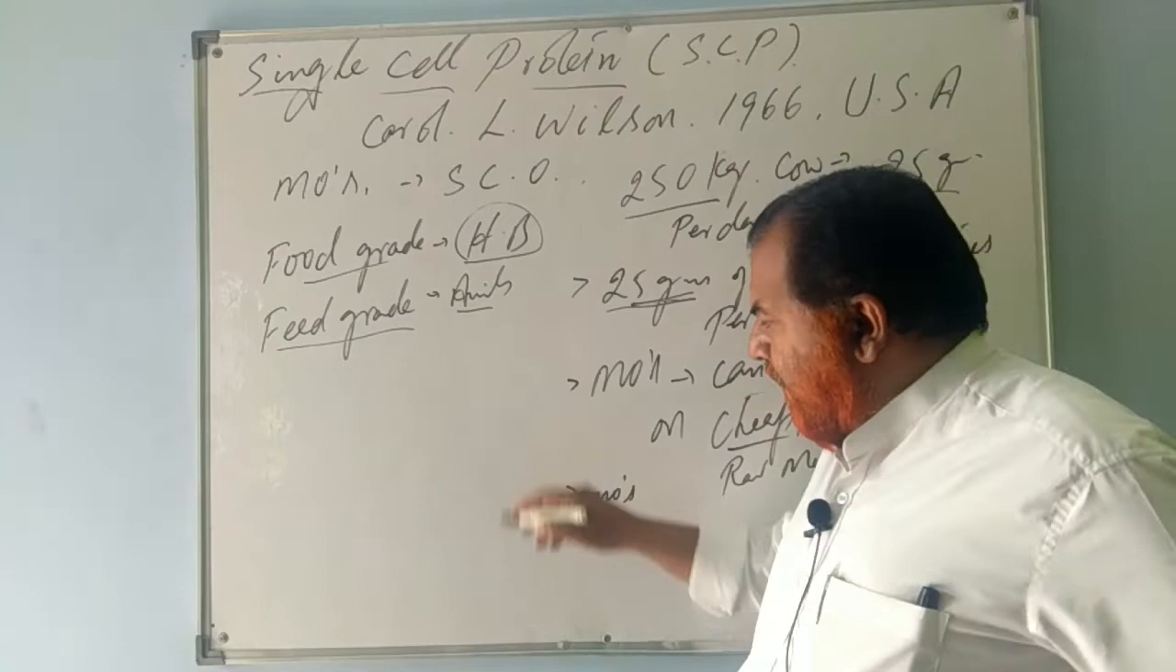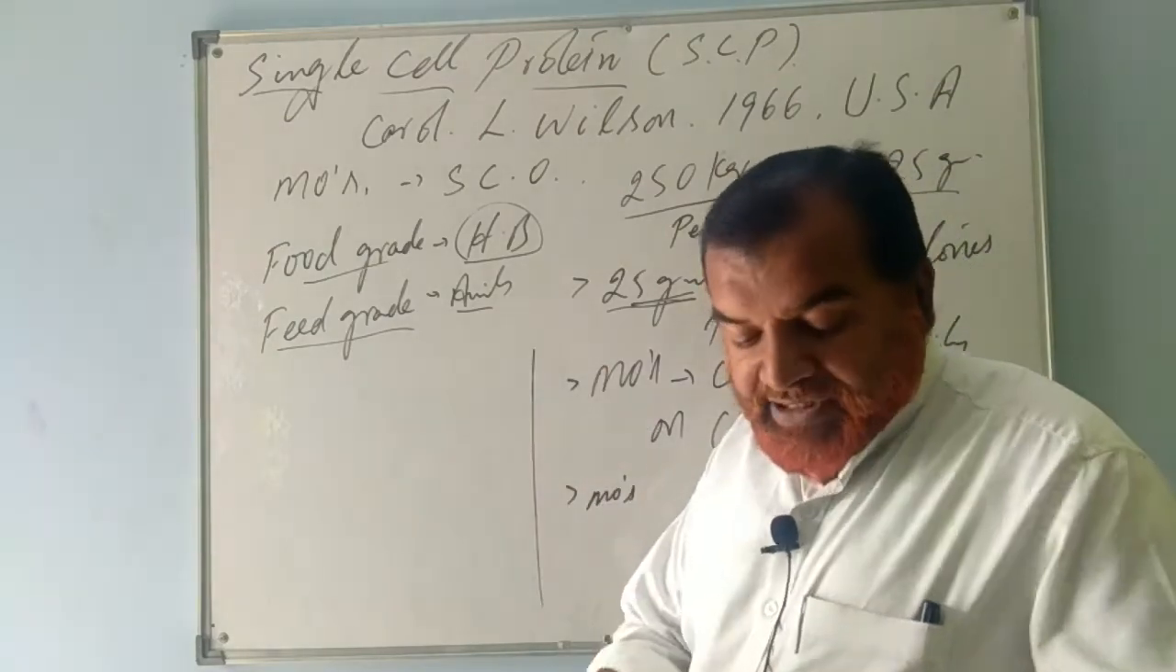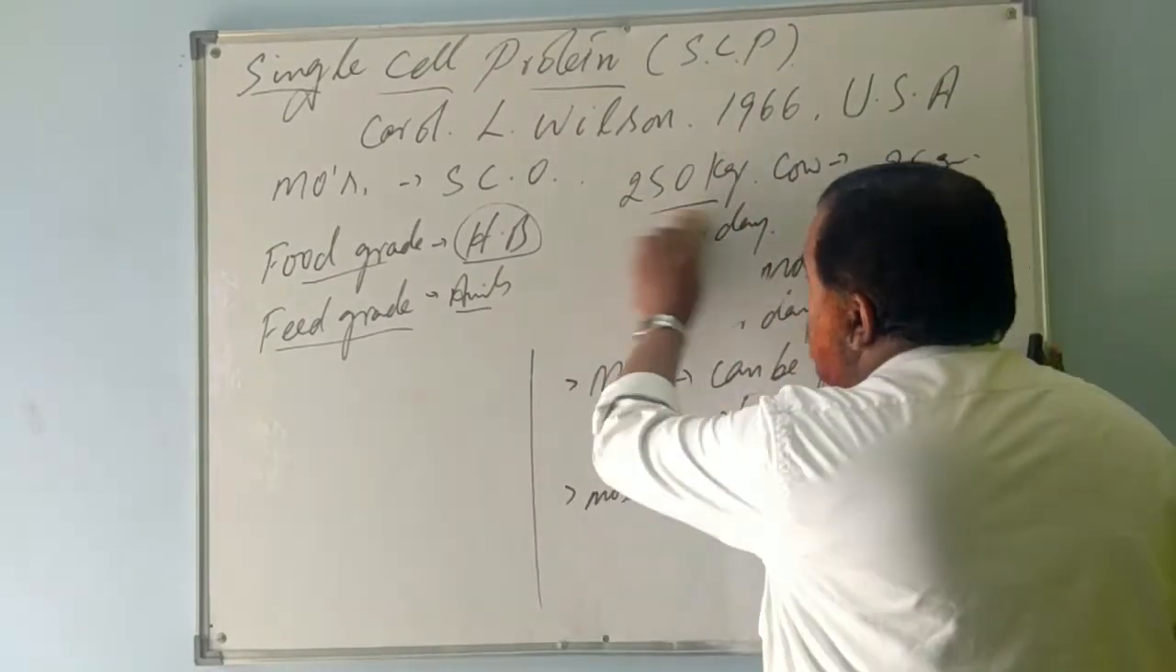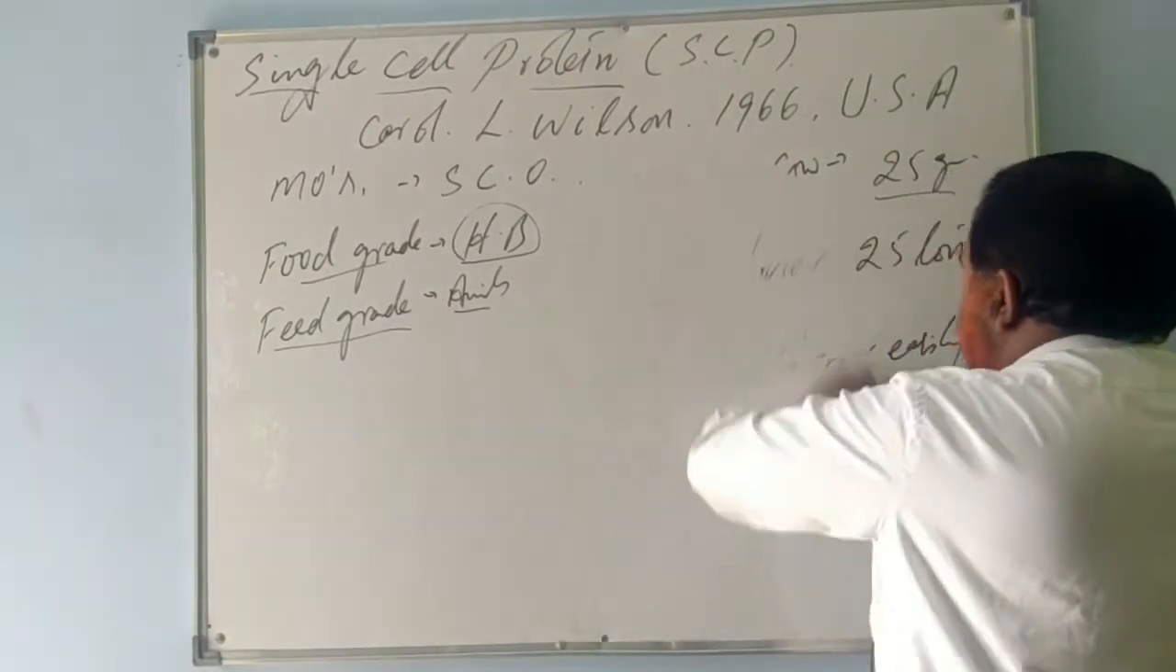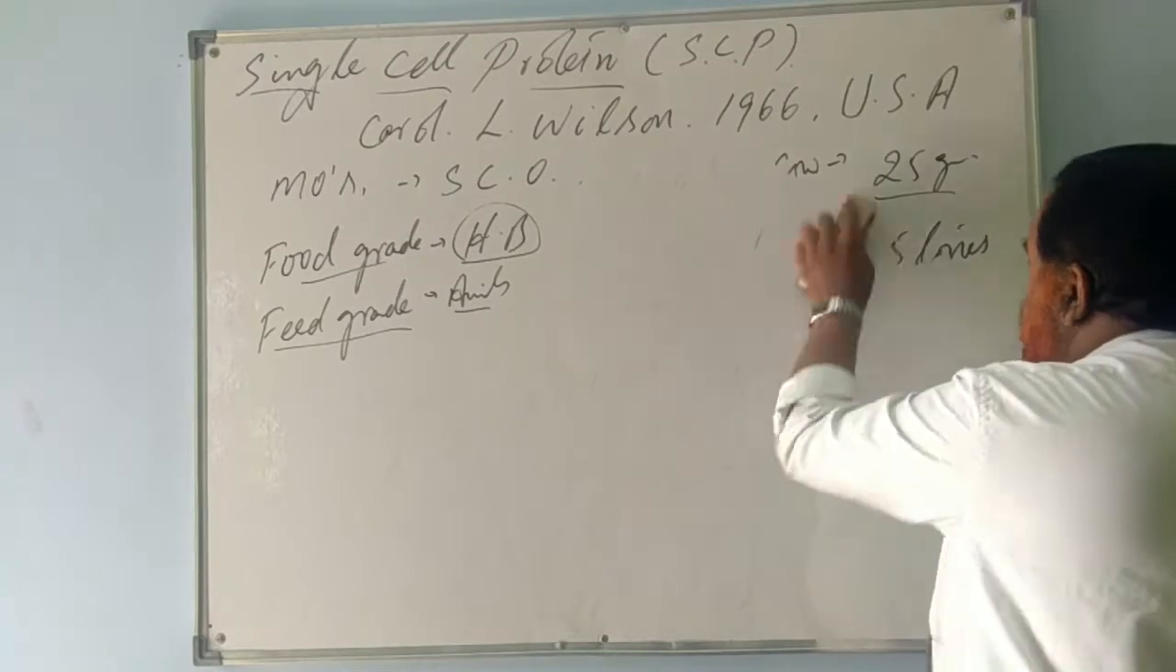Clear? Then a few examples of bacteria or organisms which produce single cell protein can be asked. Now I will tell you the definition of what single cell protein means.